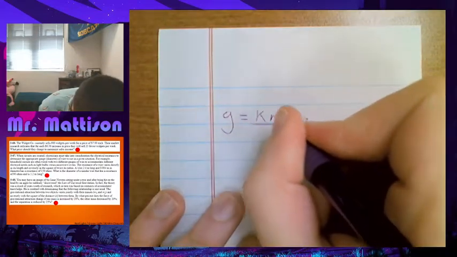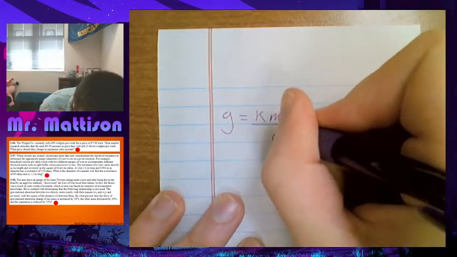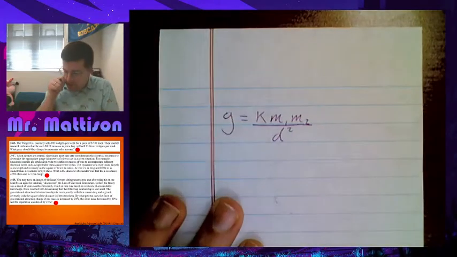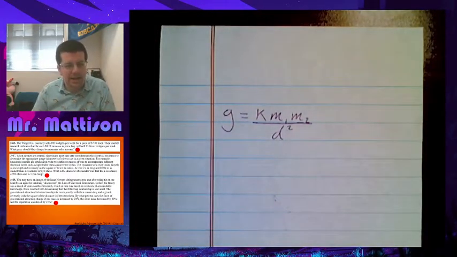So divided by distance between them squared. So there is my equation that I have, right? Now here's the weird bit, right?